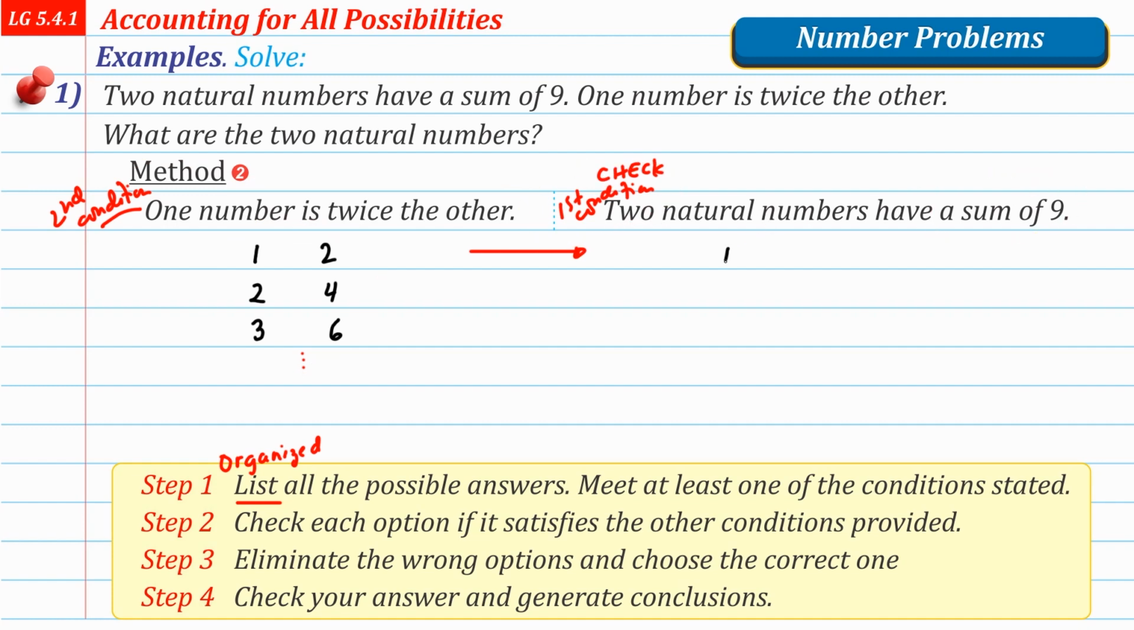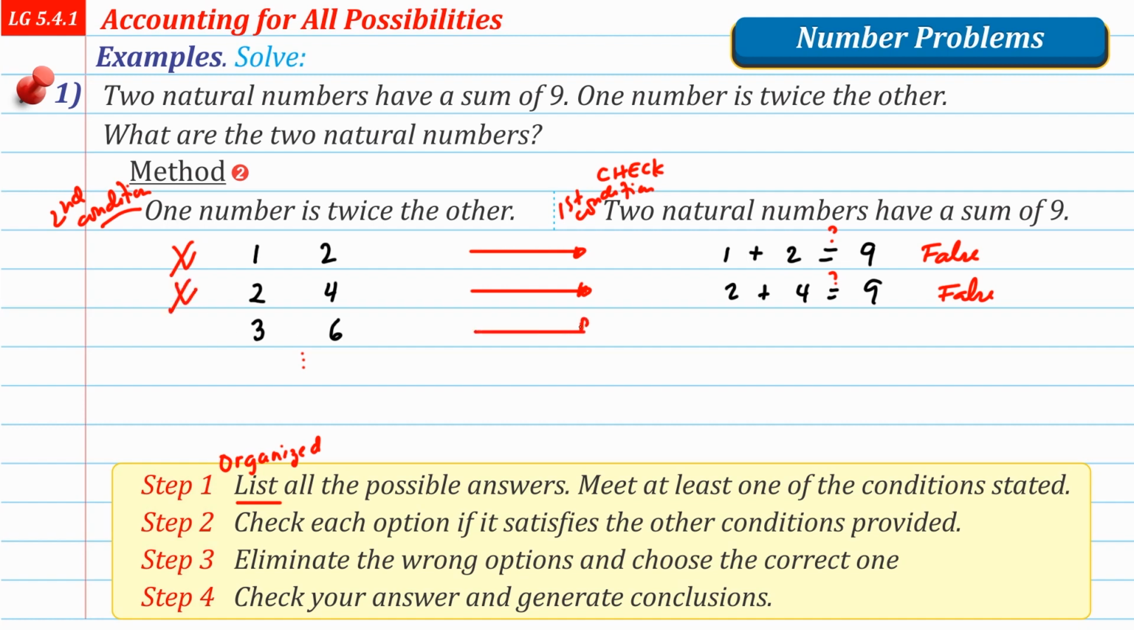Ay, maganda to. Bakit? Check mo lang. Is this equal to 9? True or false? No! It's false. Sorry. Again, we eliminate these two. Next, check the first condition. We have 2 plus 4. Is it equal to 9? Again, it's false. So again, eliminate this.